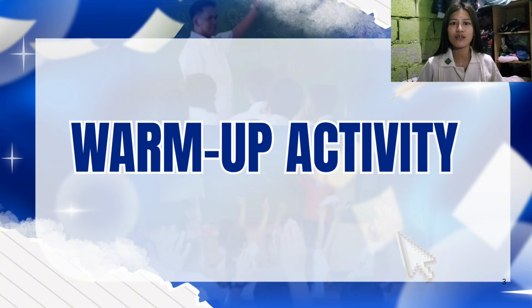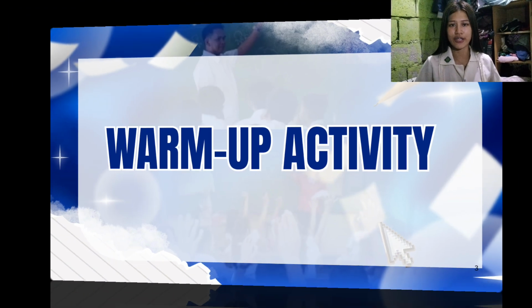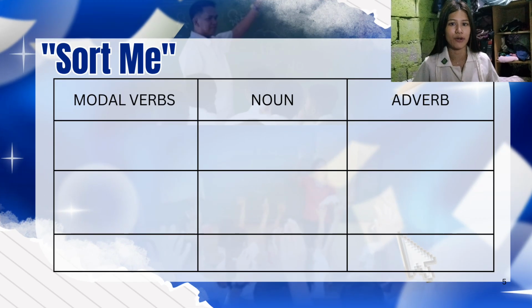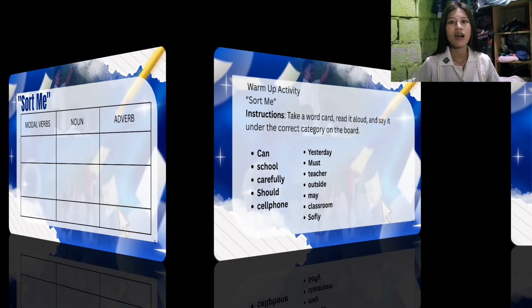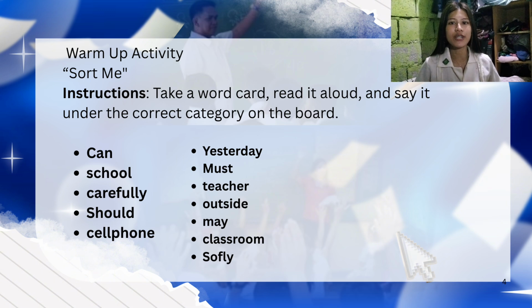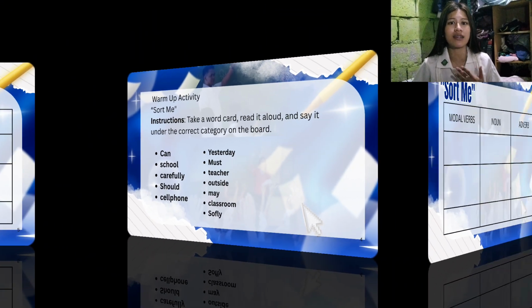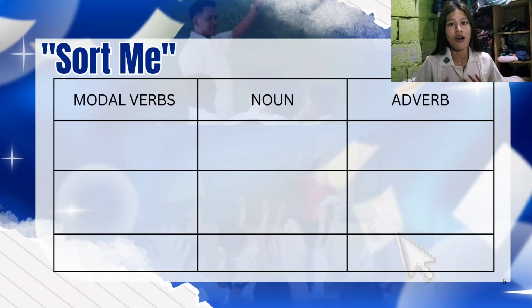First, let us look at the three categories on the screen. We have the modal verbs, noun, and adverbs. For the instructions, I prepared word cards containing different modal verbs, nouns, and adverbs. The class will be divided into groups. One representative from each group will pick a word card. They read it aloud and place it under the correct category on the screen or on the board.